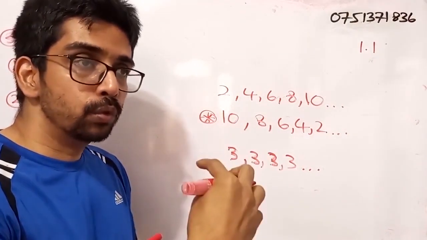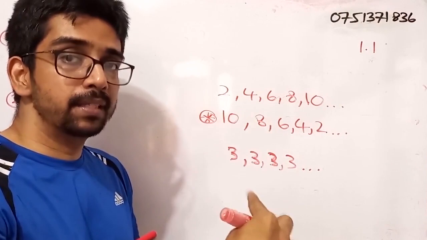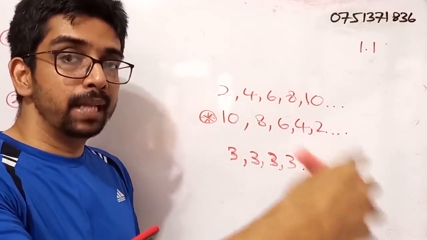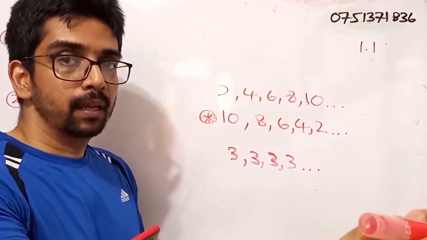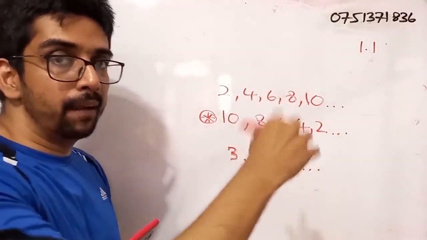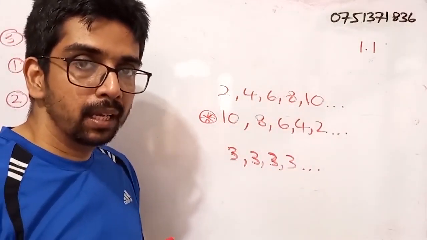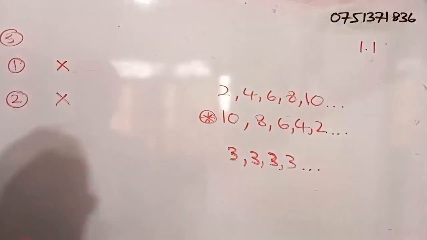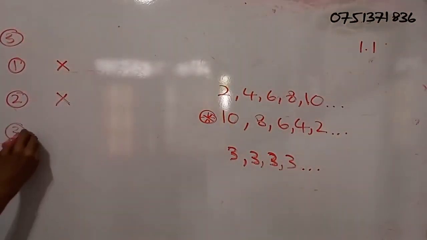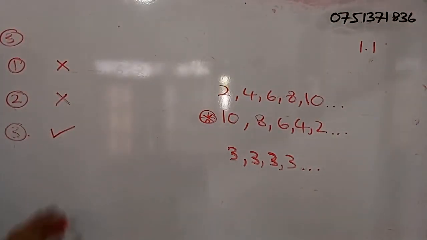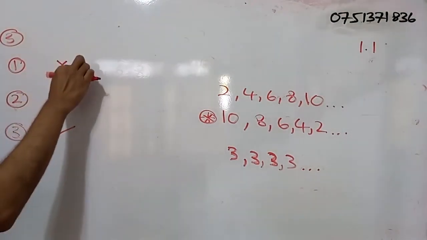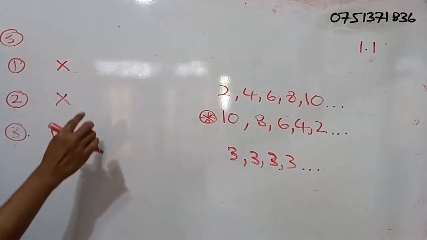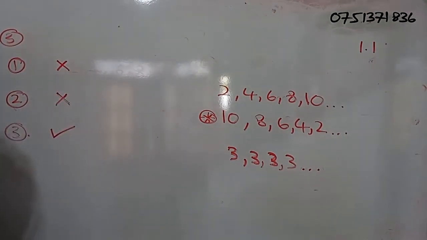Because those two are different number patterns, that is the reason why the 10th term is different. Right? So that statement is correct. So the first one incorrect, second one incorrect, third one correct.